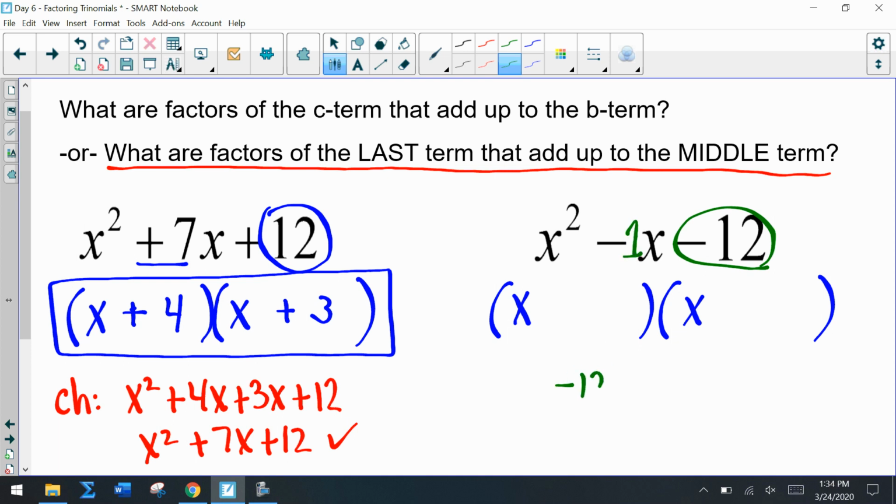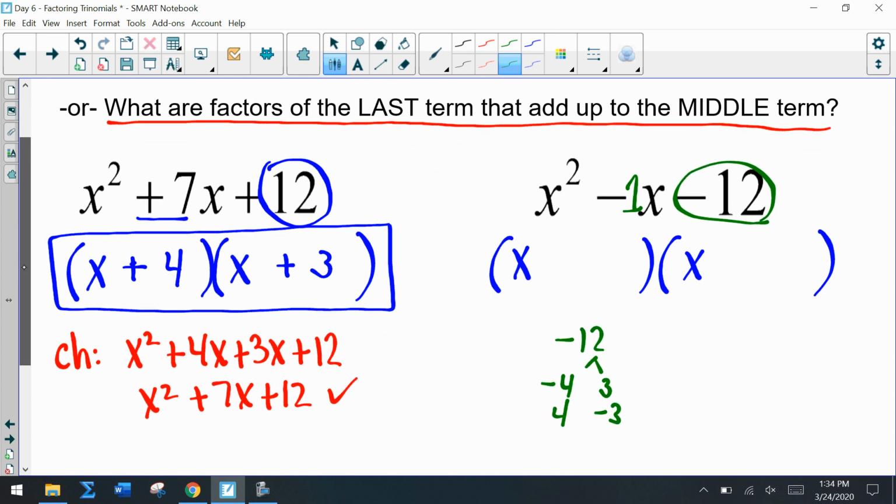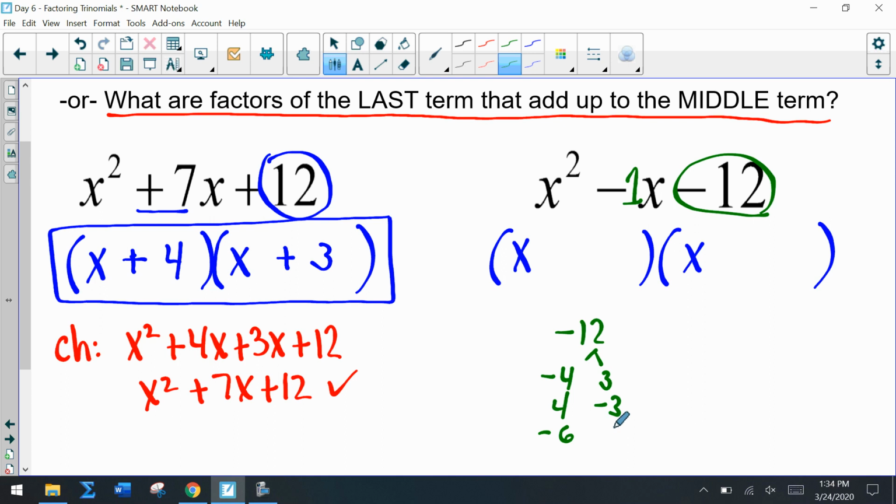So factors of negative 12. We can say, all right, negative 4 and positive 3, positive 4 and negative 3. We also have negative 6 and positive 2, or positive 6 and negative 2. So if we look at all of these combinations, which of these add up to negative 1? Happened to be the first one that we wrote down. So we know that x minus 4, x plus 3 are the factors of that trinomial.